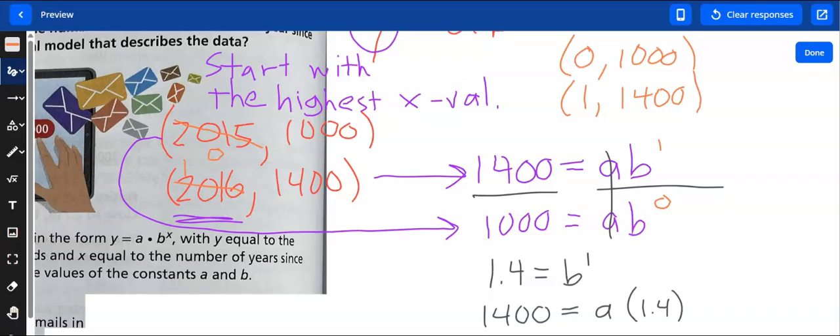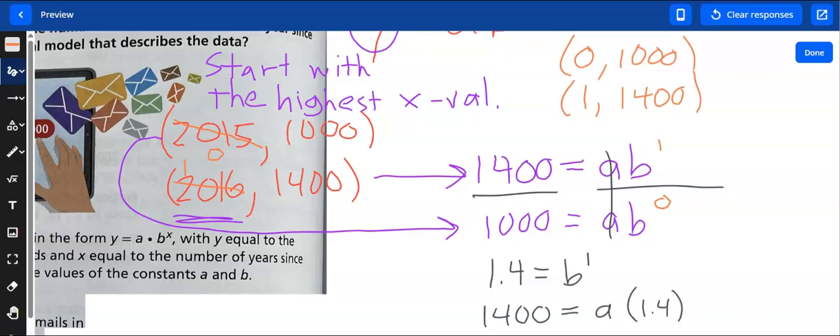Do the A's still cancel out? Yes, they do. Do I still get B to the first when I subtract the exponents? 1 minus 0. Yeah. So we still know that B is equal to 1.4.